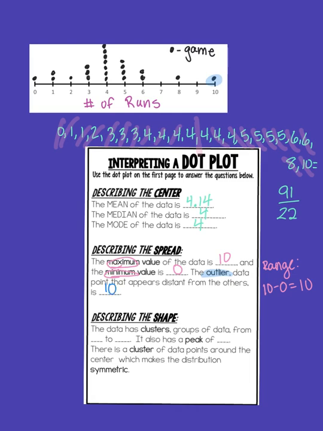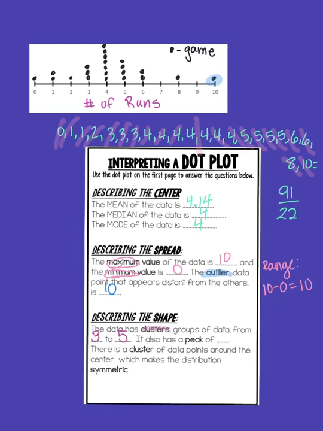So we're going to describe the shape of this dot plot. So the data has clusters. Now, what are clusters? Clusters is where I've got a lot of it together, all at one point. So the clusters of data, if you look, is really from right here, this 3 to 5. That's where most of my data points are. So I've got clusters from 3 to 5.